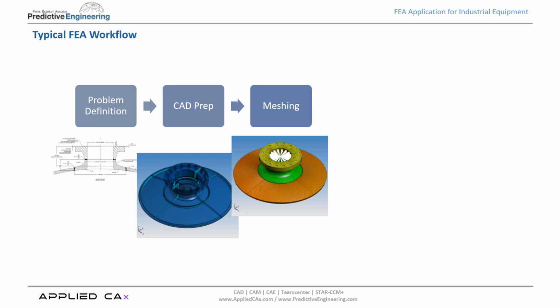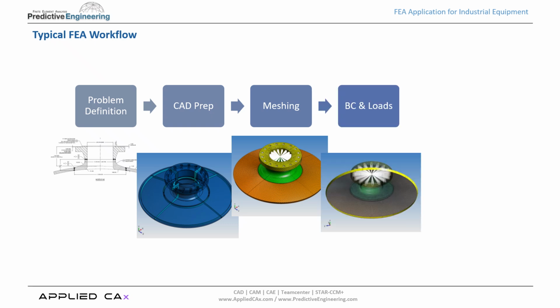Once the geometry is prepped, we generate a high-quality mesh on the structure. The mesh density is refined in areas where stress gradients are expected. We then apply realistic boundary conditions and mechanical loads, pressure, bolt preload, thermal effects, or gravity based on the design requirements.